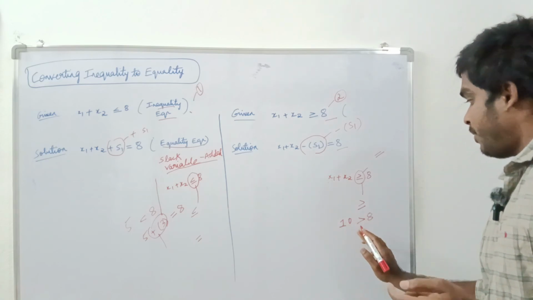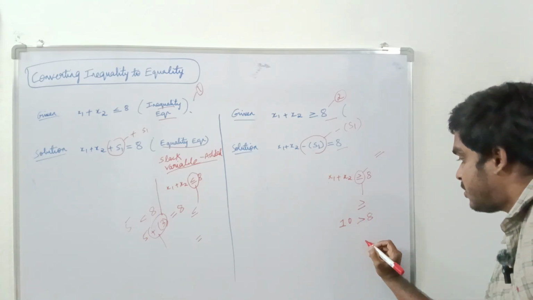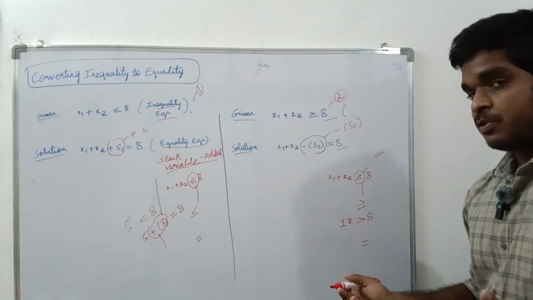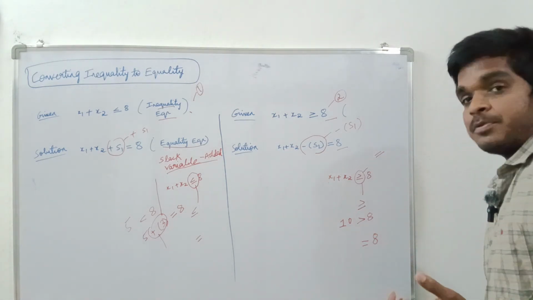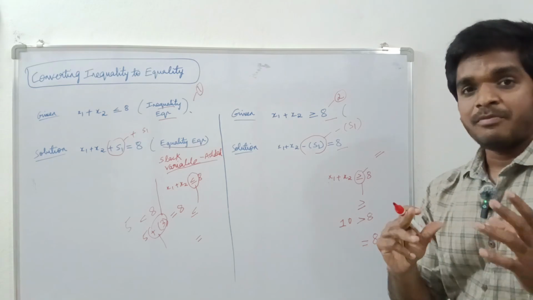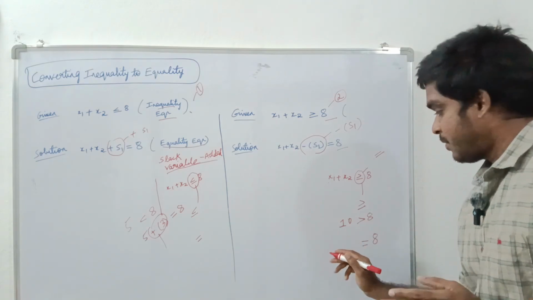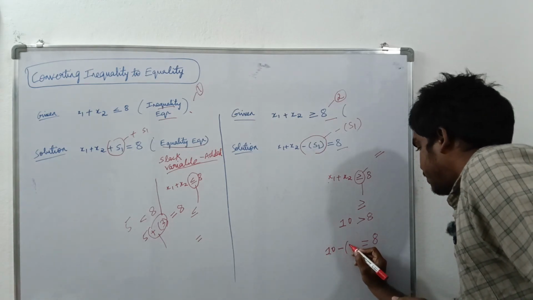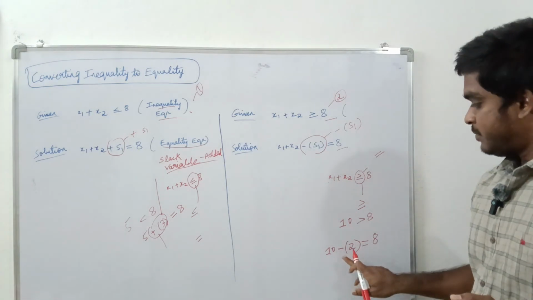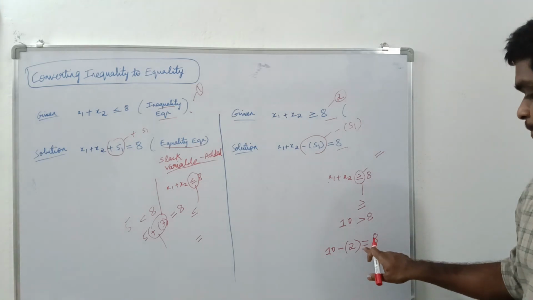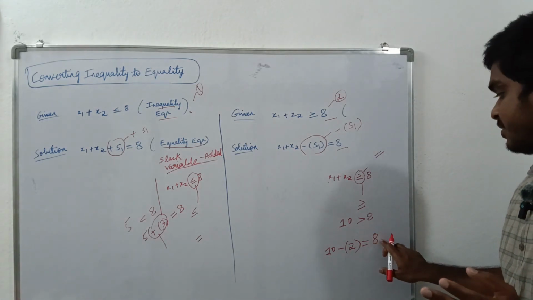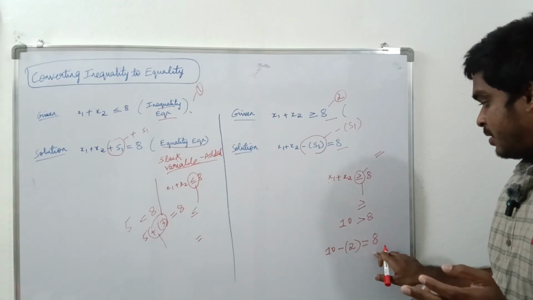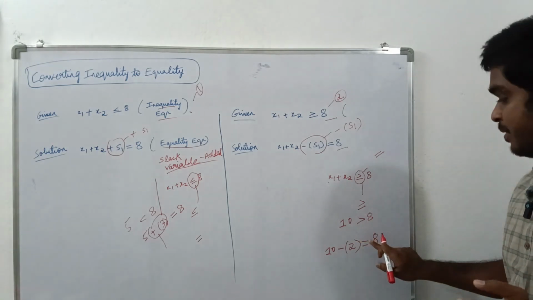Now in order to make this greater than sign to equal to sign, what am I supposed to do? I need to subtract a value from 10. So 10 minus 2 is equal to 8. In order to make LHS equal to RHS, 10 minus 2 is equal to 8, which is equal to RHS. We have converted this greater than sign to equal to sign.